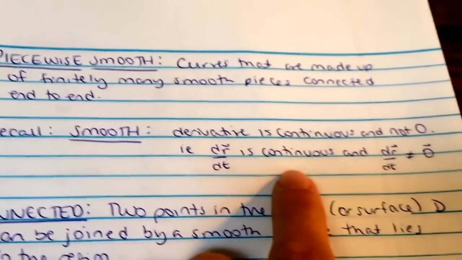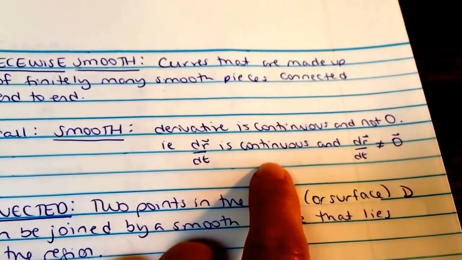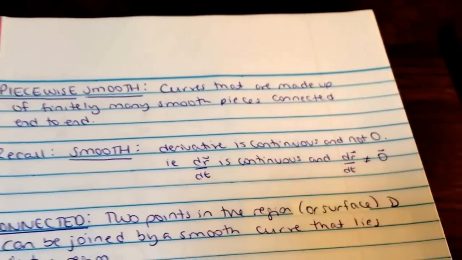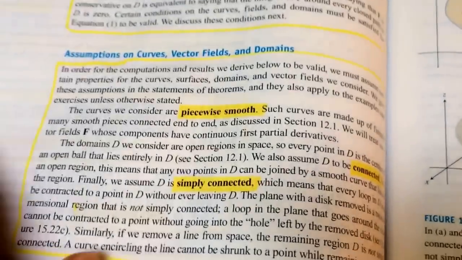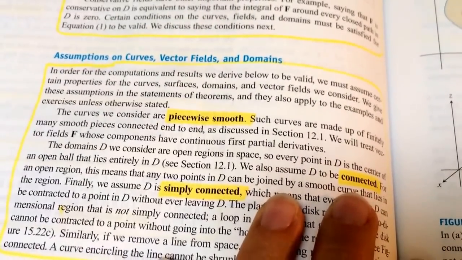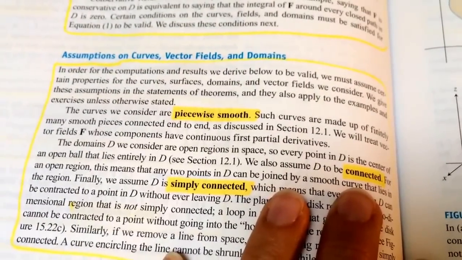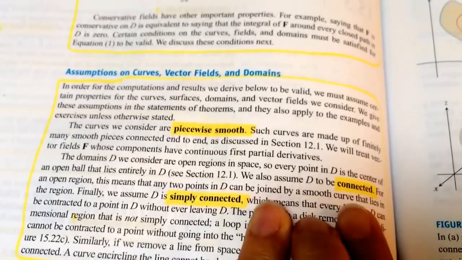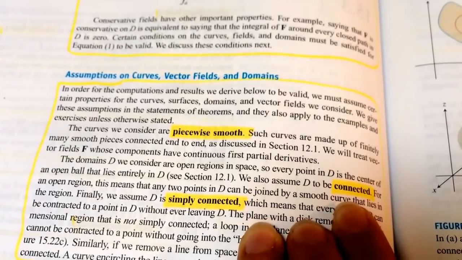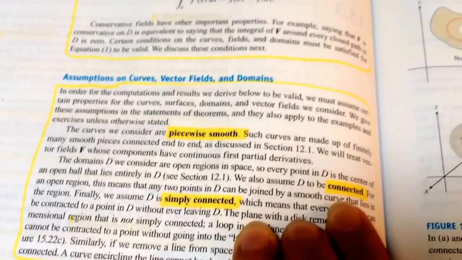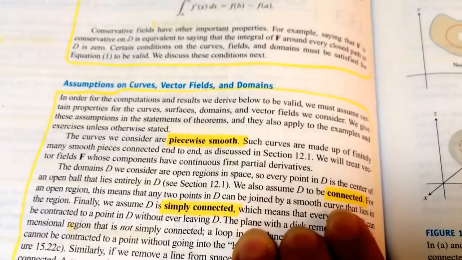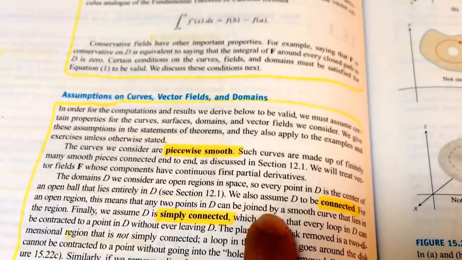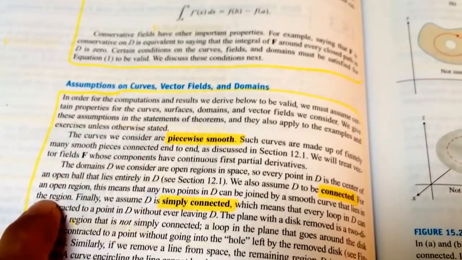Yeah. So smooth was the derivative was continuous and not equal to 0. So if for a parametric r as a function of t, then the derivative is continuous and the derivative is not equal to 0. That's what smooth was. Piecewise smooth is curves that are made up of several smooth pieces connected together. And then connected, a region, or this could be 2D or 3D, a region or a surface, is connected if any 2 points in that region or surface can be joined by a smooth curve that lies in the region.